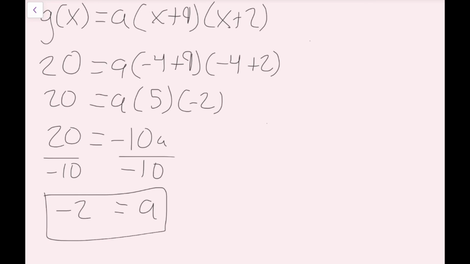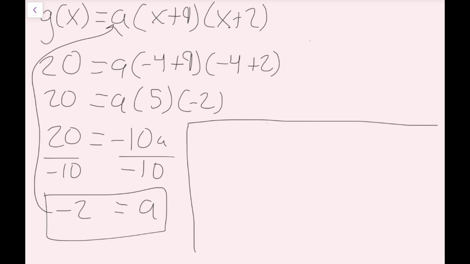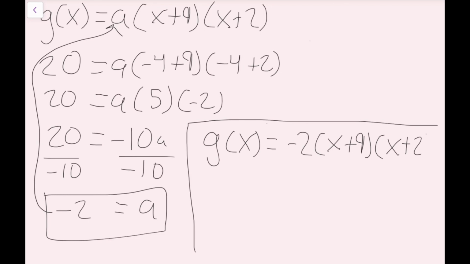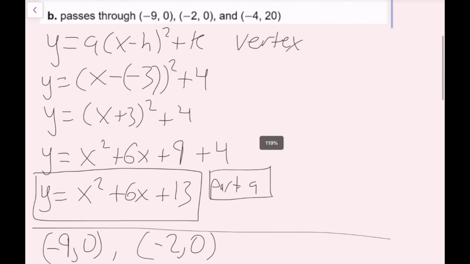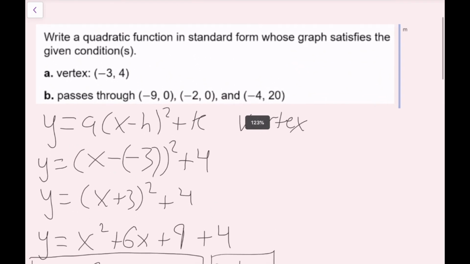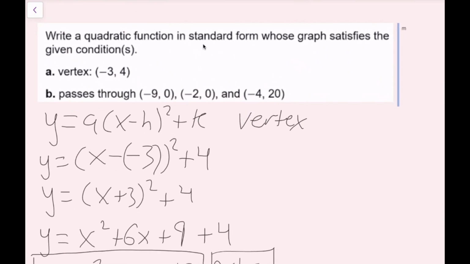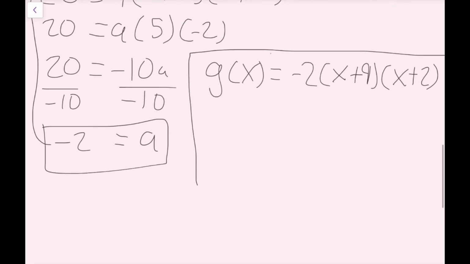And then what I'm going to do is plug this a value in here to our function. So now I'm going to rewrite our function right here as g of x is equal to -2, because that's our new a value, times x plus 9 times x plus 2. And then the directions say to write it in standard form right here, standard form. So we just need to multiply this all out and write it in standard form.